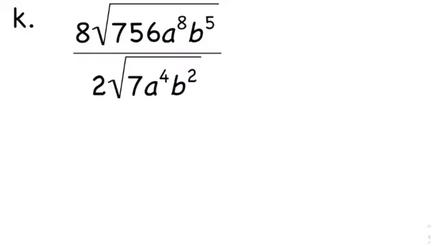What I'm going to do is the same exact thing. I'm going to take the numbers on the outside, divide them, and if it's possible, then I'm probably looking at the square root of 7. I'm going to see, can I cancel out the 756 right here with the 7? Maybe they can cancel out. And I'm also going to cancel out 8 and a to the 8th power and a to the 4th power, b to the 5th, b to the 2nd.